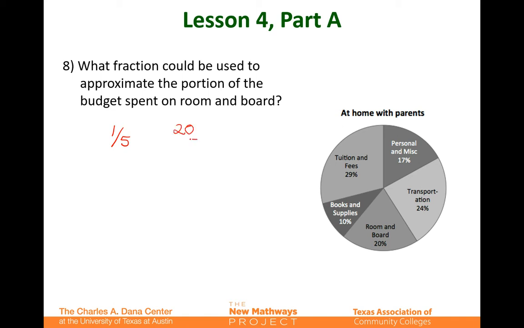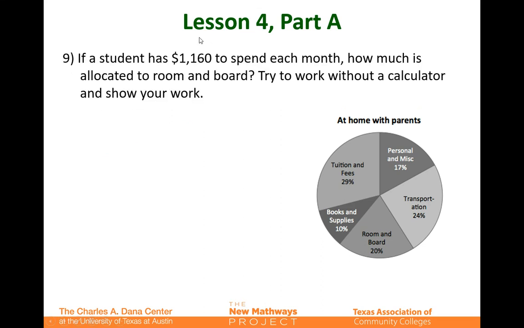If we think about that in terms of percents, 20% means 20 out of 100. 20 out of 100 is the same as 1/5. But we can look at the picture and get an estimate. If a student has $1,160 to spend each month, how much is allocated to room and board? Try to work without a calculator and show your work.